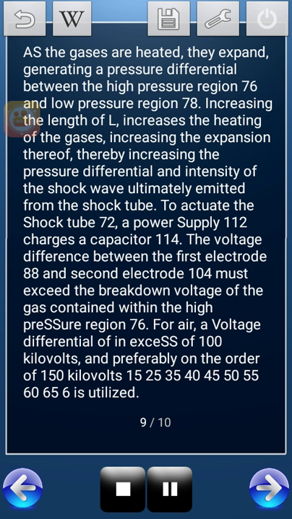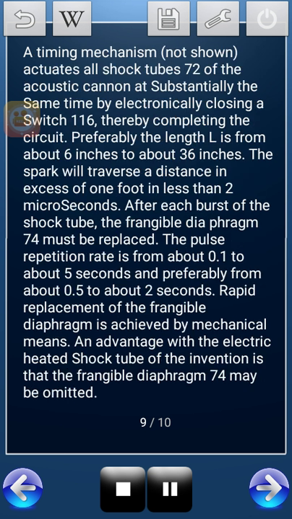To actuate the shock tube 72, a power supply 112 charges a capacitor 114. The voltage difference between the first electrode 88 and second electrode 104 must exceed the breakdown voltage of the gas contained within the high pressure region 76. For air, a voltage differential in excess of 100 kV, and preferably on the order of 150 kV, is utilized.